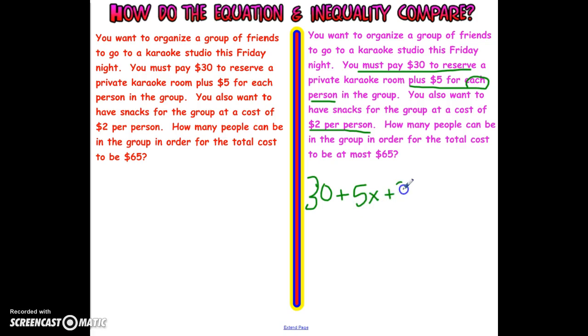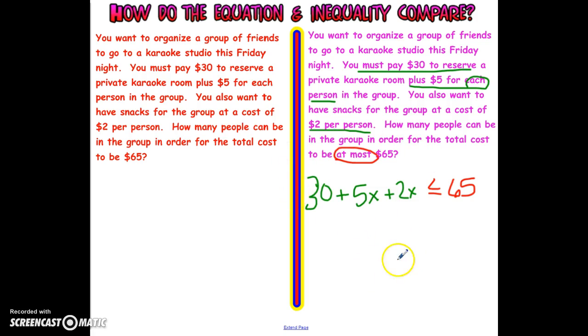plus $2 per person. And then it says that how many people can be in the group in order for the total cost to be at most $65. So this has to be at most 65. It could be less than 65. It could be equal to 65, but it can't be more than 65. So now that you have your inequality, I'm going to let you go from here.